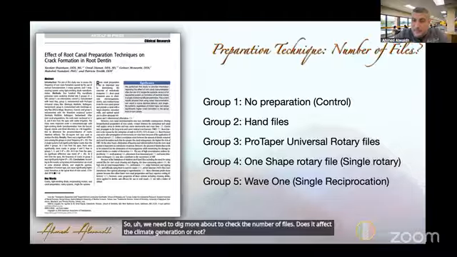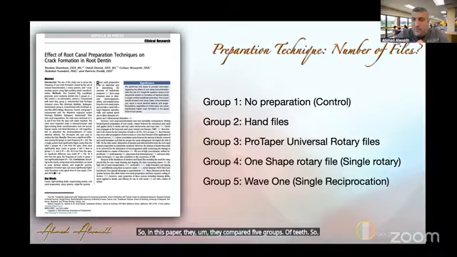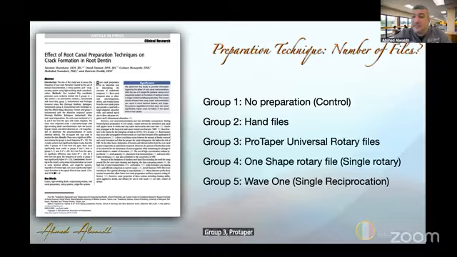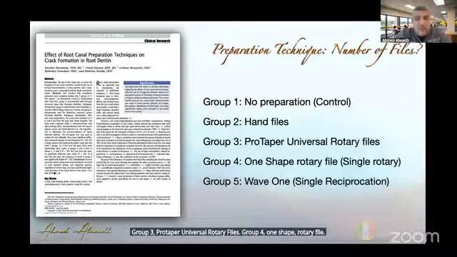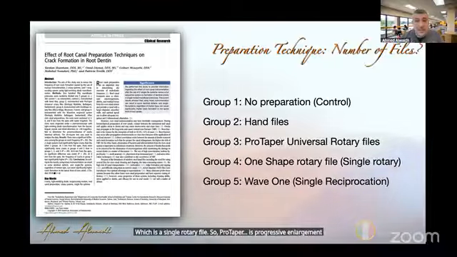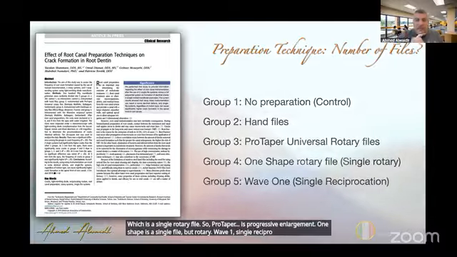So in this paper, they compared 5 groups of teeth. Group number 1 was no preparation as a control. Group 2 hand files. Group 3 ProTaper Universal rotary files. Group 4 One Shape rotary file, which is a single rotary file. So ProTaper is progressive enlargement. One Shape is a single file, but rotary. Wave 1, single reciprocation.